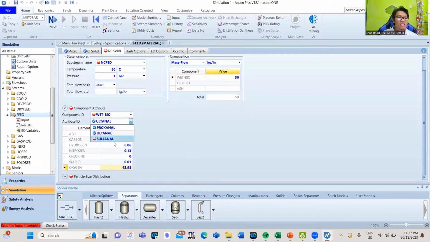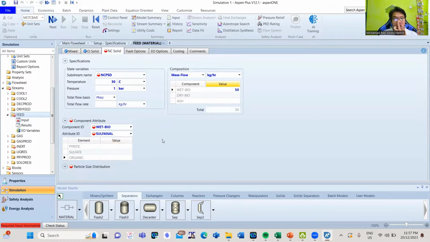The final one is your sulfur analysis. The total should be 0.01 because it should be equal to the sulfur component in your ultimate analysis. So here, 0.0033, I'm sorry, because the author of the paper assumed that it is equally distributed. So just divide by 3. So basically you have specified all of it.